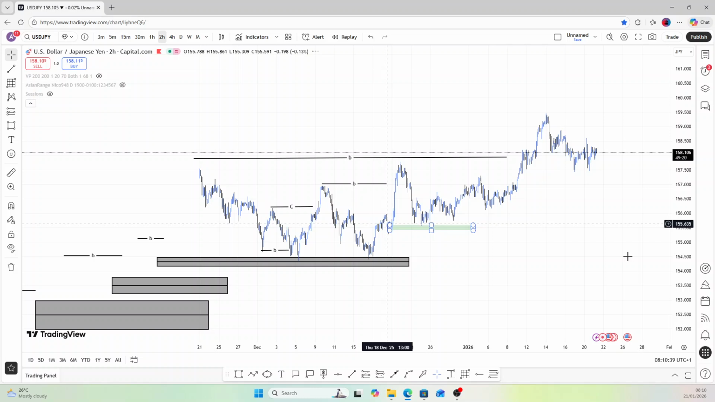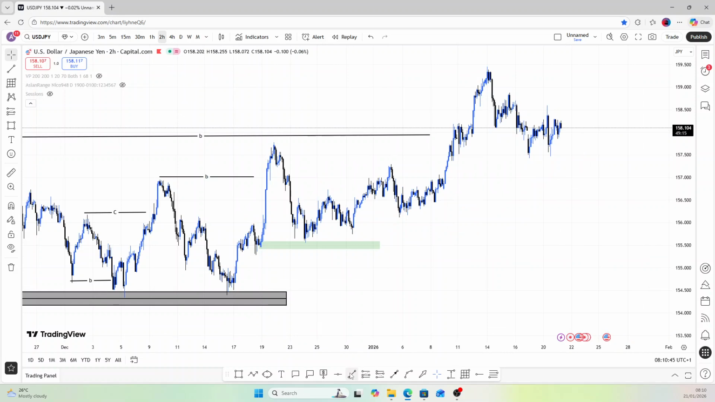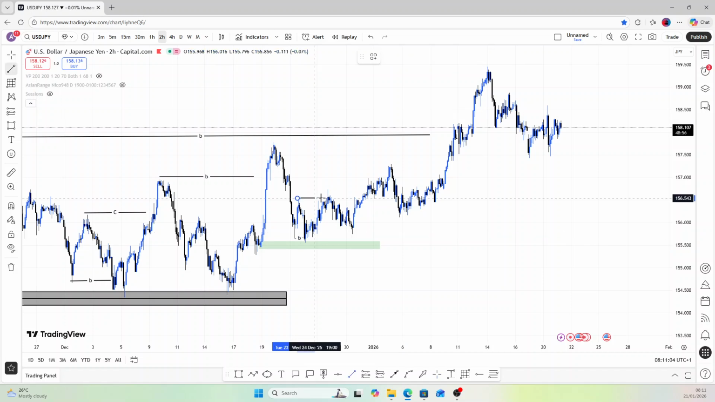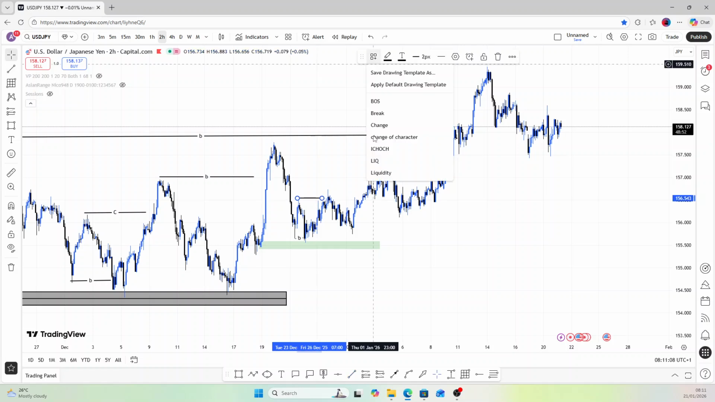you can see clearly that at this particular point, this was the last break of structure to the downside. Following that last break of structure, you see clearly that this is the origin that caused it. So a change of character happened at this point when this particular high was taken out, indicating that we are about to move to the upside, right?